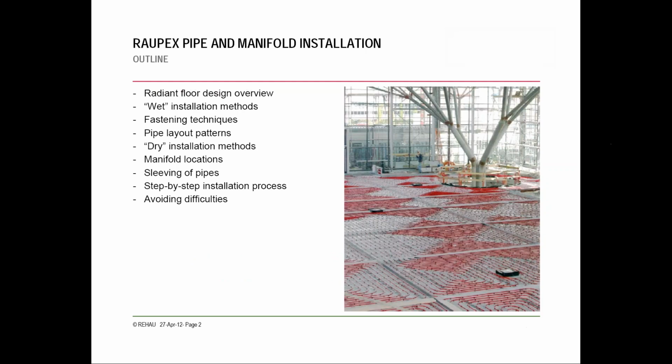Let's get started here. We're going to look at a couple different types of installations, both wet and dry, so within a concrete slab and then applied to either the underside of a floor or the top of a floor with different products. We'll look at the pipe layout patterns, selecting where to locate manifolds, and then different things to take care of the pipe, make sure we're not getting any damage, and different ways to avoid difficulties.